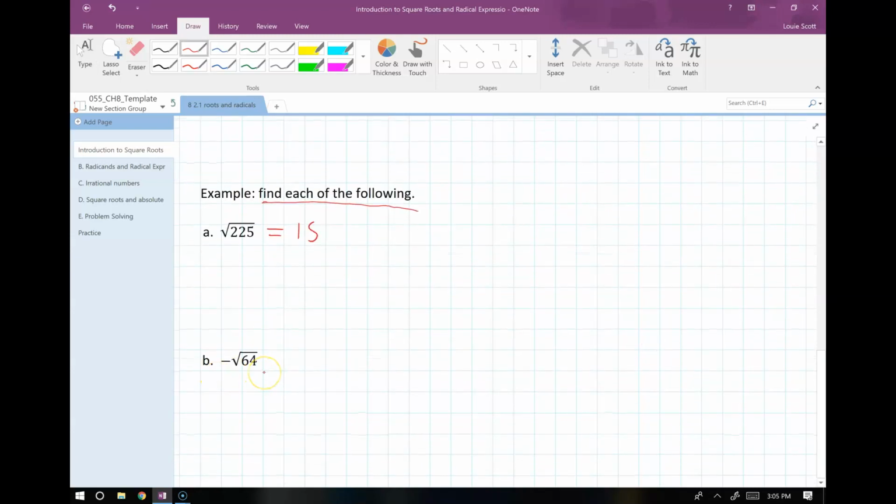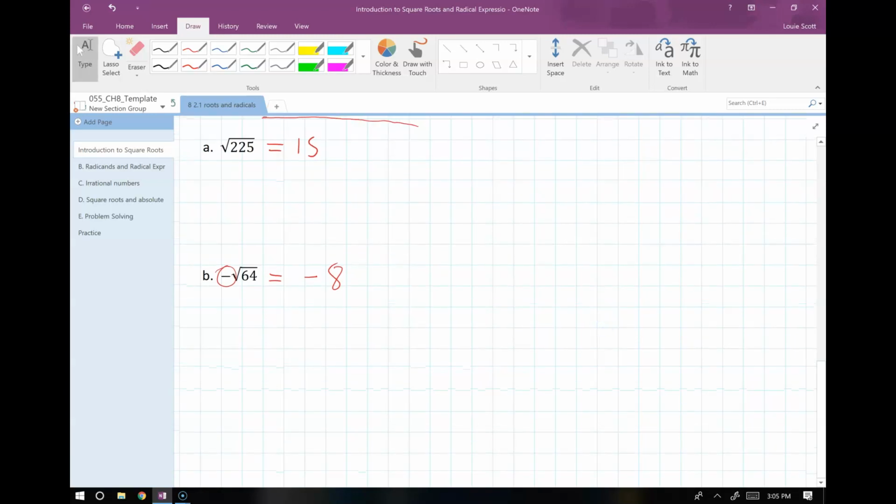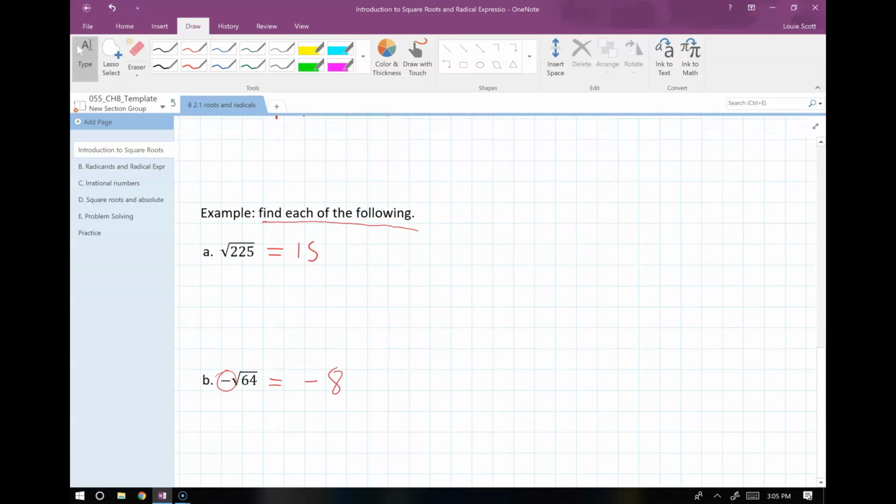So negative the square root of 64. The square root of 64 is equal to 8. The negative is on the outside of the square root, so negative 8 would be the answer to this. Okay. So if we ask you to find the root of 225, it's totally fine just to give the positive version. You can give them both if you want to, but just the positive version is fine, unless I ask you to find all the roots of 225.